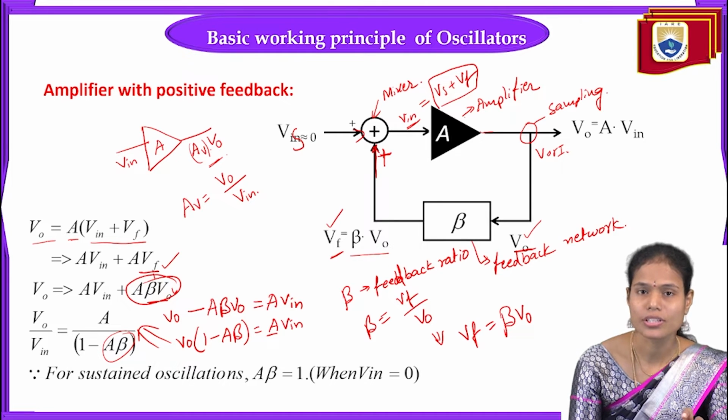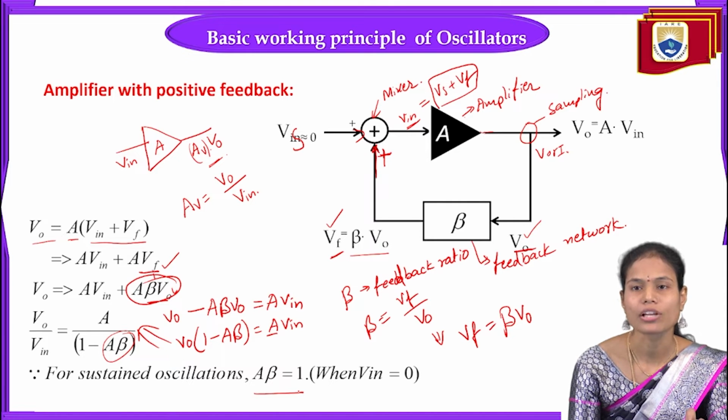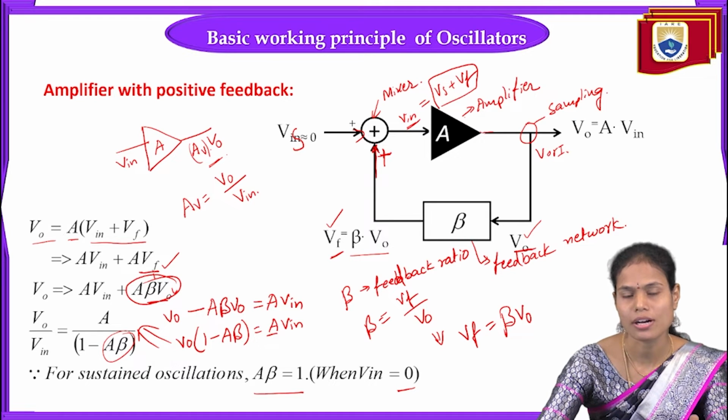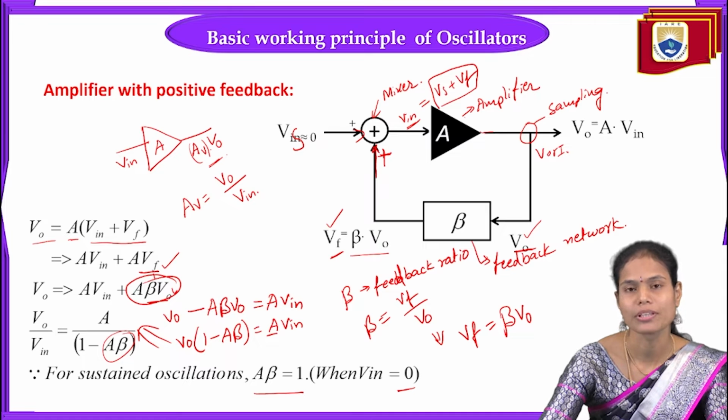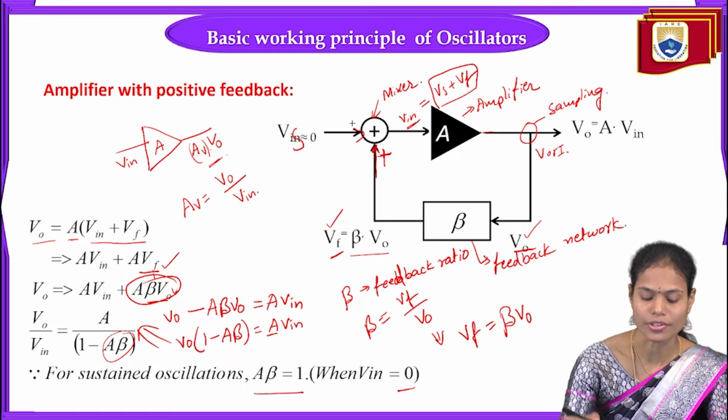So to get the sustained oscillations, we have to always maintain the A beta value as 1 whenever the input signal is 0. Why is the input signal 0? In the case of an oscillator, we are not providing any external AC signal here. By using the supply voltage itself, it is converting the DC signal into the AC form, that may be of sinusoidal nature or maybe non-sinusoidal nature.